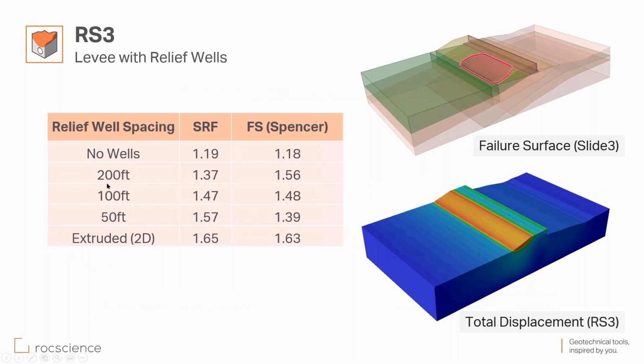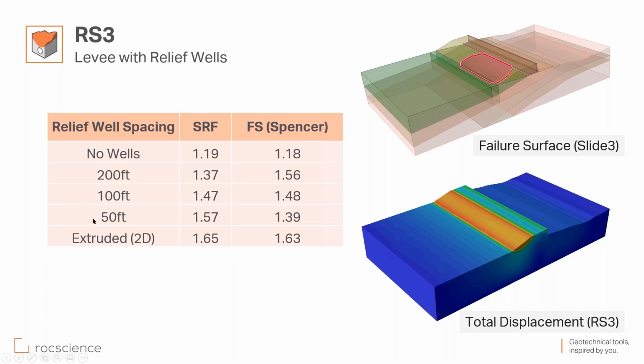In the case that we didn't have any relief valves, the factor of safety was 1.19. We verified that with Levee, which is 1.18. The case that we had it extruded, and the assumption was that the wells are all over the place along the length of the domain, Levee, the factor of safety is 1.65. It is verified with the Levee as well, 1.63.